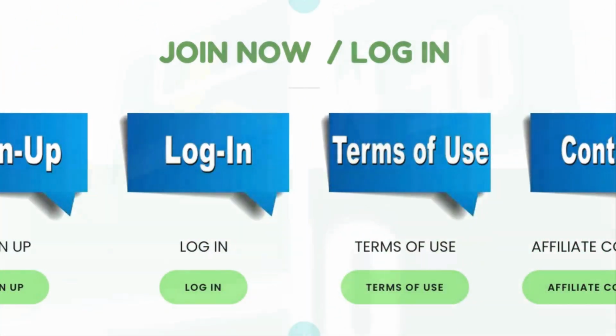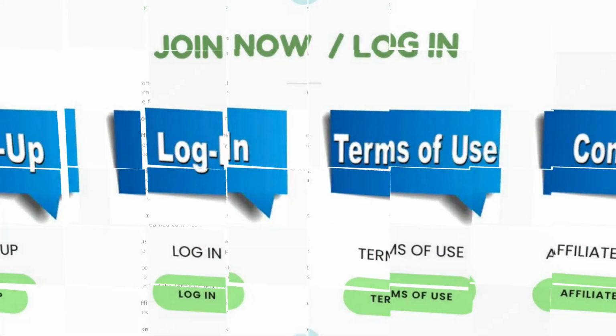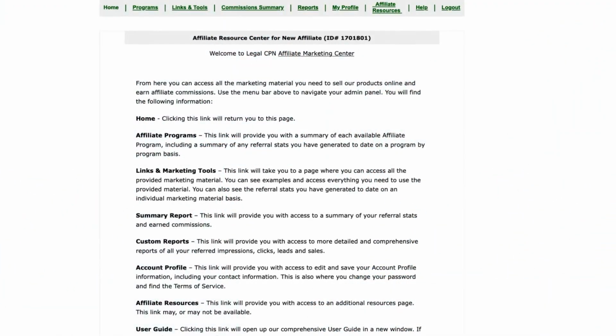The first thing you want to do is log into your affiliate program. On the top of the page, you will see the program links. Home. Programs. Links and tools. Commission summary. Reports. My profile. Affiliate resources. Help. And logout. You want to choose the Links and Tools tab.